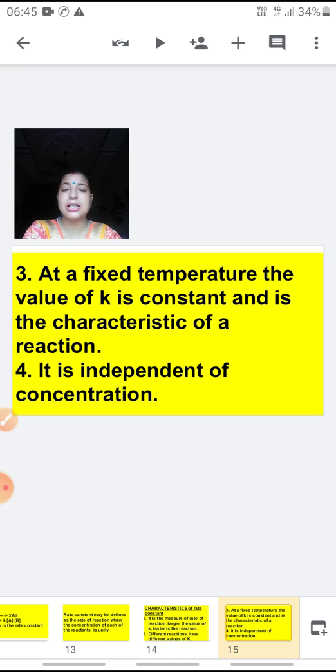Fourth point is, it is independent of concentration. That means the value of K does not depend upon the concentration. Whatever be the value of concentration, the value of K will not be affected.